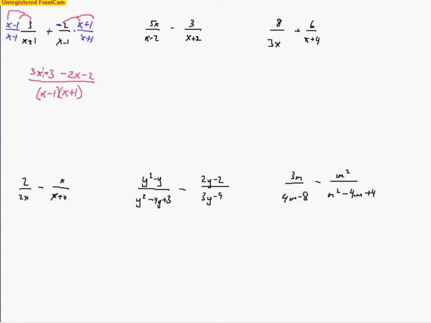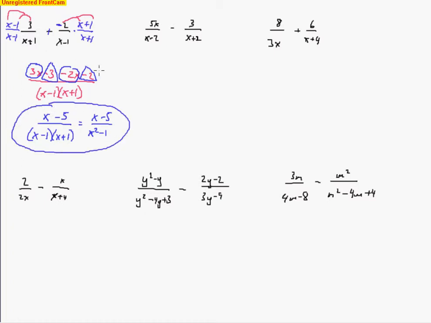And so we'll go ahead and collect some like terms. So I get this 3x and the negative 2x. That makes just x. Over here I have a negative 3 and a negative 2. I have to add those two, and I end up with a negative 5. Down below I have the x minus 1 times the x plus 1. And that's our answer. Now you could end up multiplying out that denominator and getting x minus 5 over x squared minus 1. The outside and inside terms cancel out. Either way would be a sufficient answer for me.